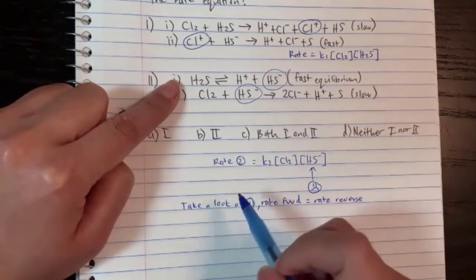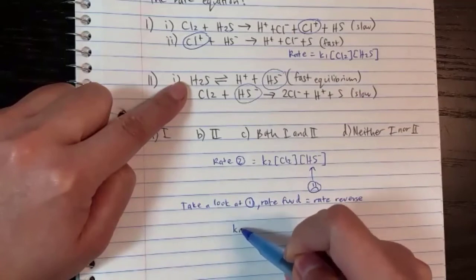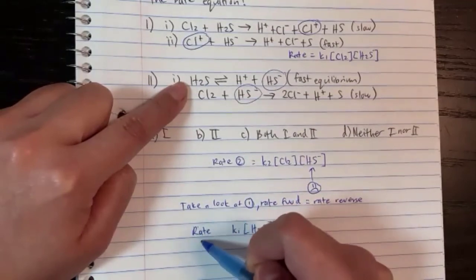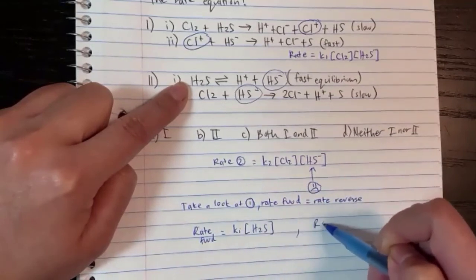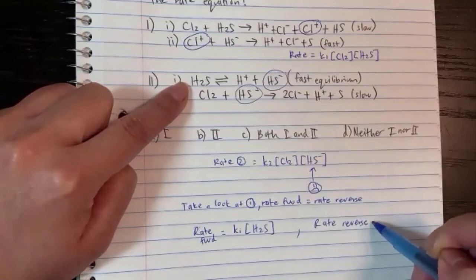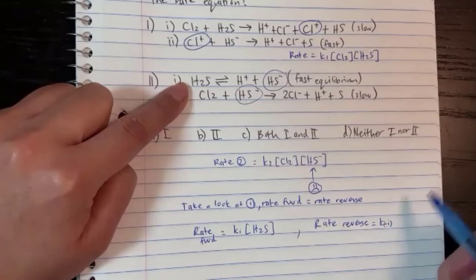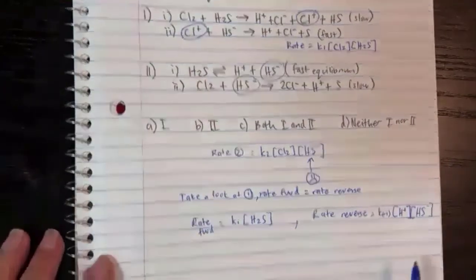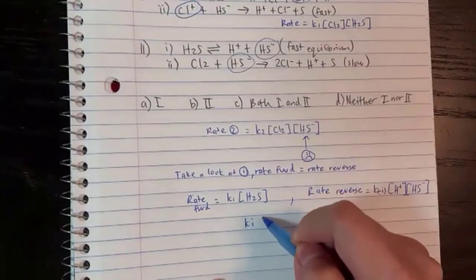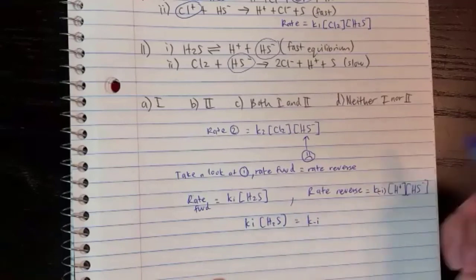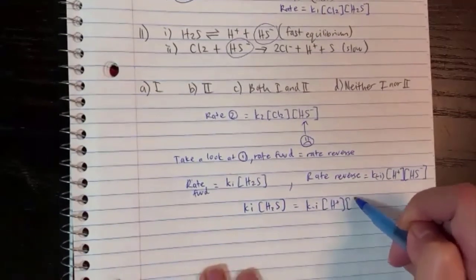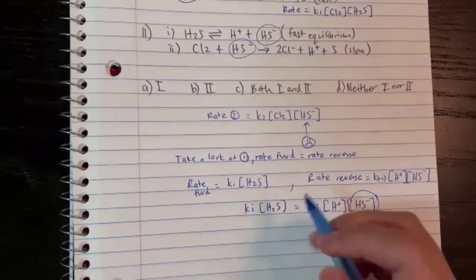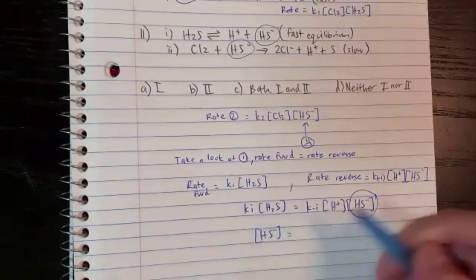So rate forward is K1 times H2S. And then rate reverse is K opposite 1 times H plus and HS. Okay, and then I'm going to put these two together: K1 H2S equals K minus 1 H plus HS, like that. And then we'll want to basically replace this term so all the other guys go on the other side, okay? So I'll rewrite it out for you. It looks like this.